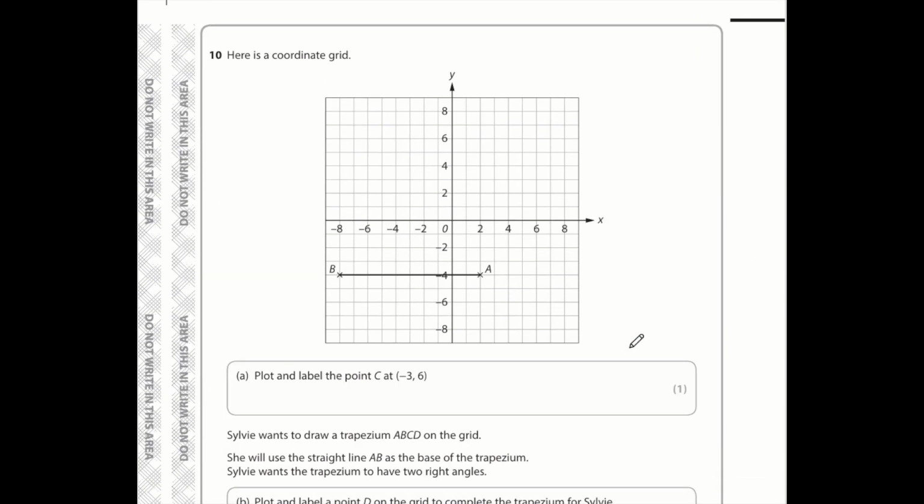Okay, question number 10. Plot and label the point C at (-3, 6). So we go across first, -1, -2, -3, and up to 6. So that is point C.